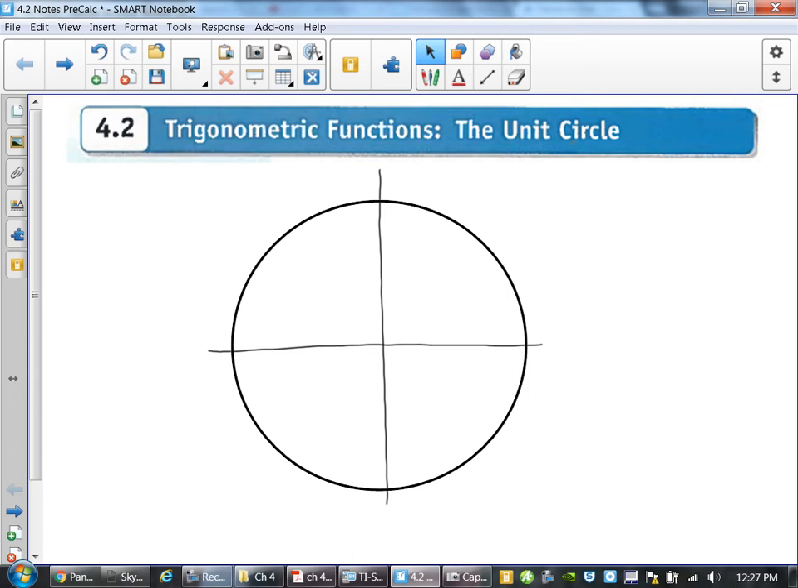The quadrantals were the easy parts because we knew the endpoints on the circle. What was the radius of the circle? 1. The radius of the circle was always 1, so as you walk around the circle, you had ordered pairs at 1, 0, 0, 1, negative 1 and 0, and 0, negative 1.